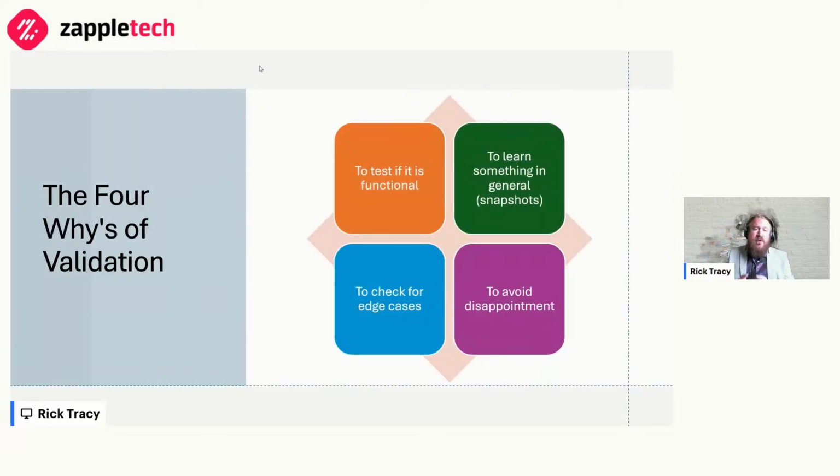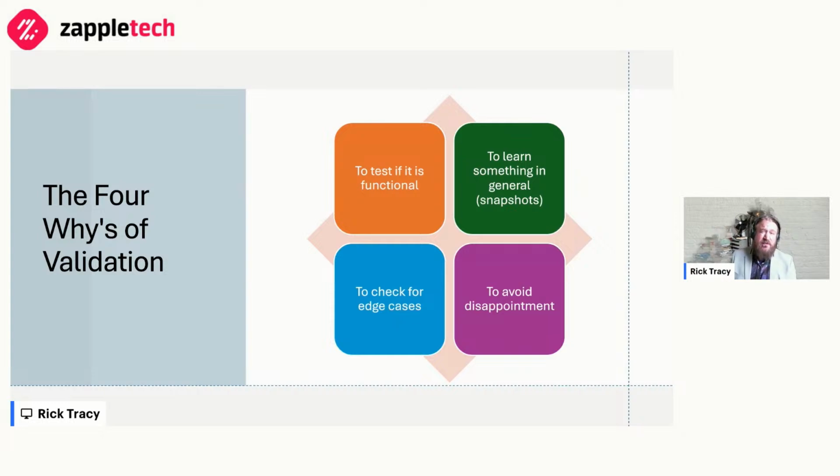There are 4 distinct whys of validation. Why do we do validation? Well, the first one, obviously, to test if something is functional. The second, to learn something in general by taking a snapshot. We have, at this point, seen this is what it looks like. And then we can do tests on what that means.